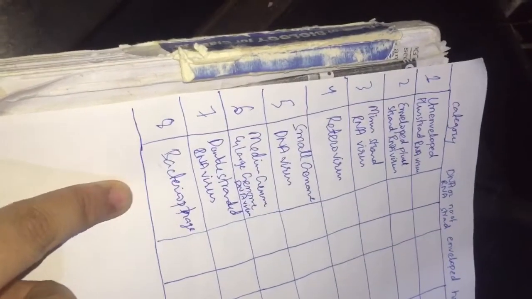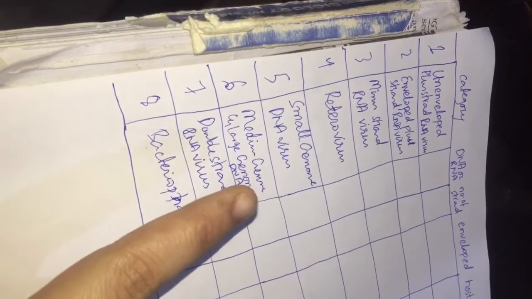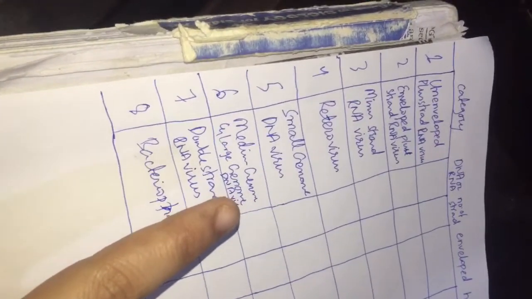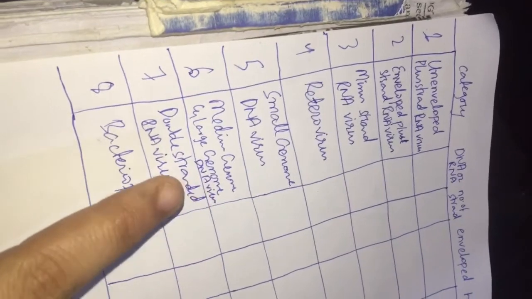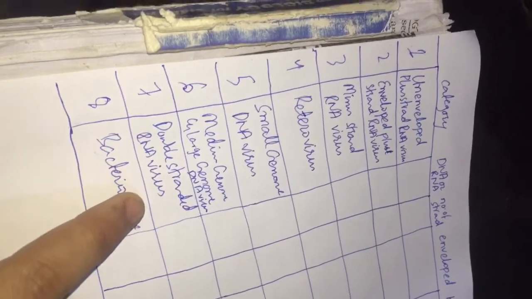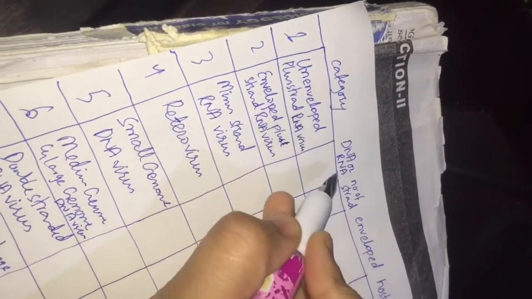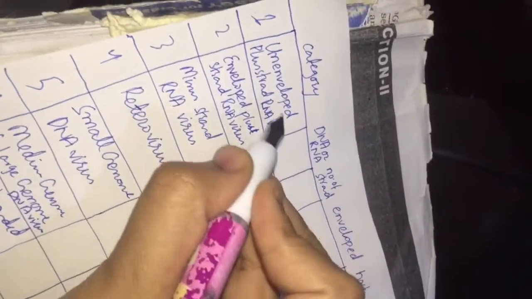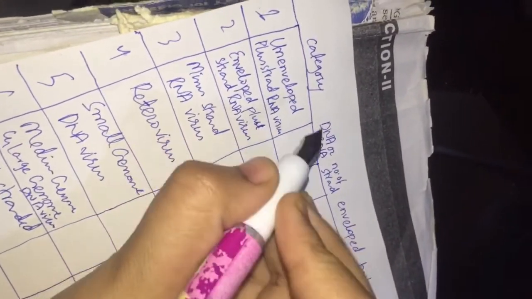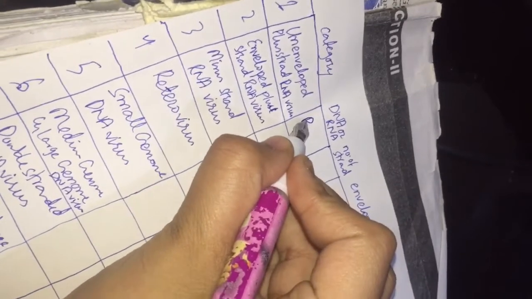Okay, so here I have noted all the 8 main categories: unenveloped plus-strand RNA virus, enveloped plus-strand RNA virus, minus-strand RNA virus, retrovirus, small genome DNA virus, medium genome and large genome DNA virus, double-strand RNA virus, and bacteriophage. First of all, what we will fill in is whether the viruses contain DNA or RNA. Unenveloped plus-strand RNA virus, from its name, shows that it contains RNA.